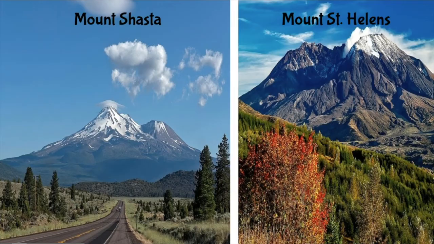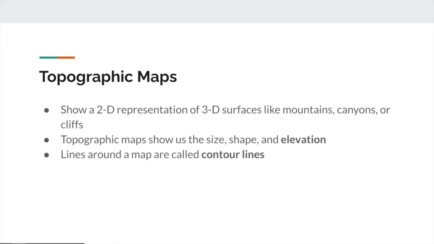Topographic maps take a 3D picture like this one and show us a 2D representation of those 3D surfaces. They show us the size, the shape, and the elevation. Elevation is how high an area is above sea level, or above the ocean. The lines that we see on topographic maps are called contour lines. These contour lines represent the different levels of elevation.